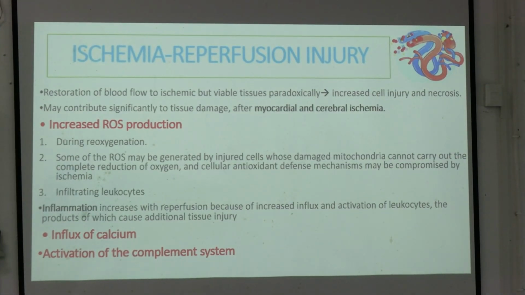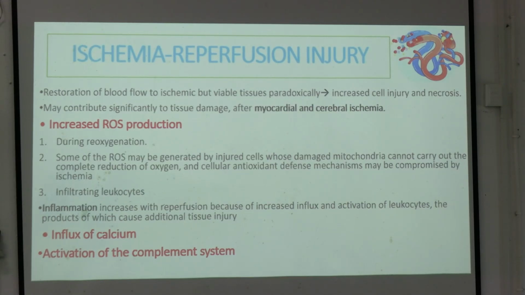restoration of blood flow to ischemic but viable tissues paradoxically increases cell injury and necrosis. This is particularly important in patients who have, like, AMI or something similar. So when you treat it, during treatment the patient again gets worse. This is due to Ischemia-Reperfusion Injury. Okay? The mechanism is increased reactive oxygen species production, inflammation, influx of calcium and activation of complement.